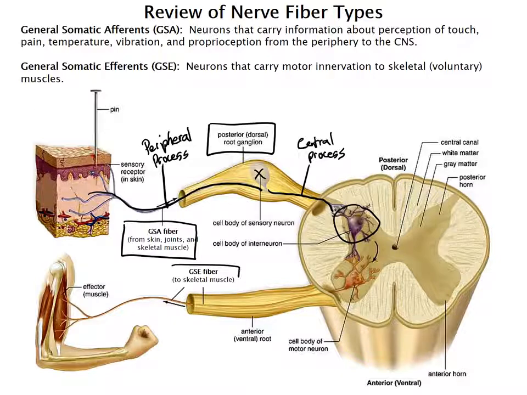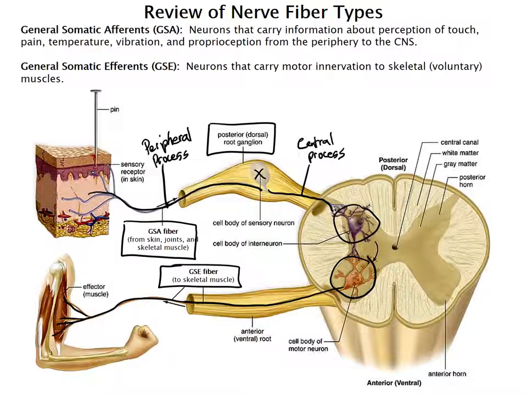General somatic efferent fibers, on the other hand, are motor neurons. These fibers transmit impulses from the spinal cord to skeletal muscle, which is voluntary. The cell bodies of GSE fibers originate within the ventral horn of the spinal cord. These neurons have a very long axon that is sent out through the ventral roots and through the spinal nerves to eventually reach their target tissues, which in this case would be skeletal muscle.